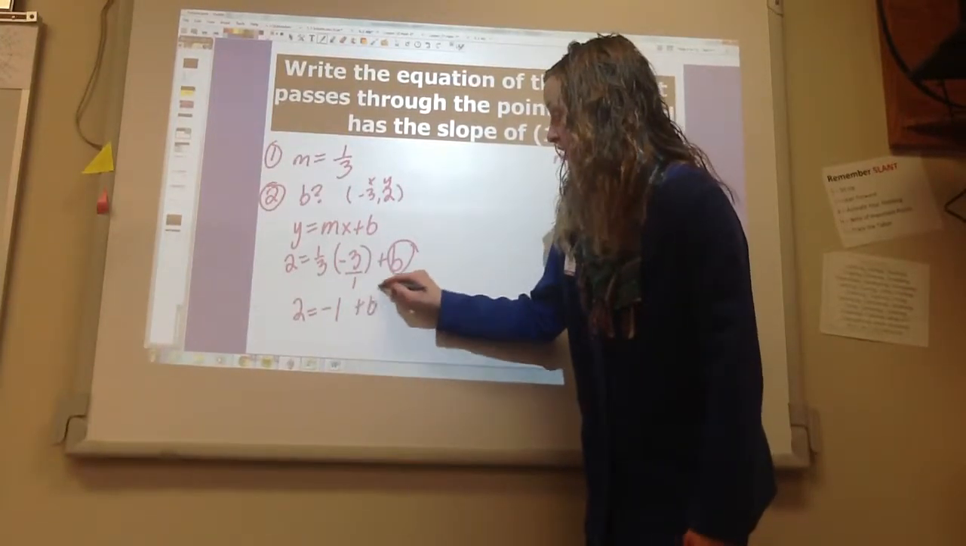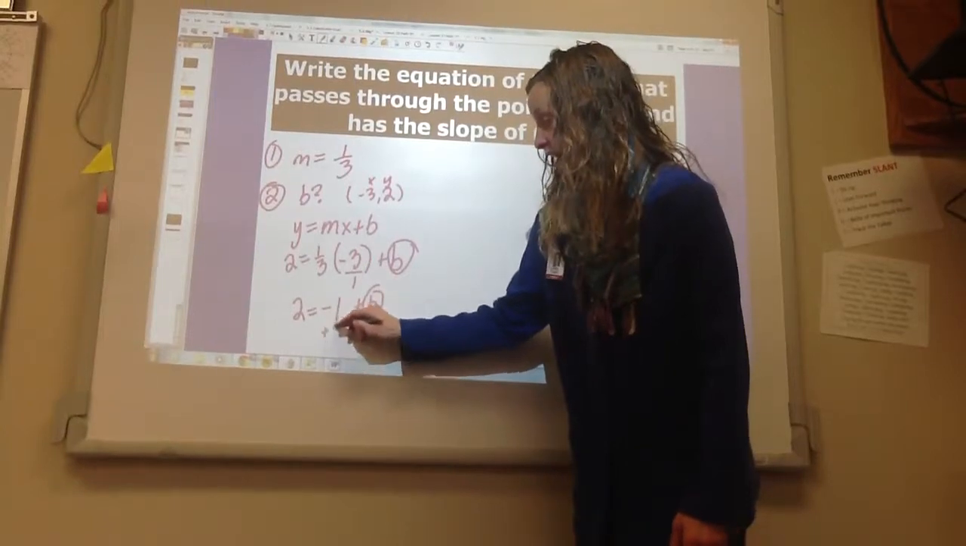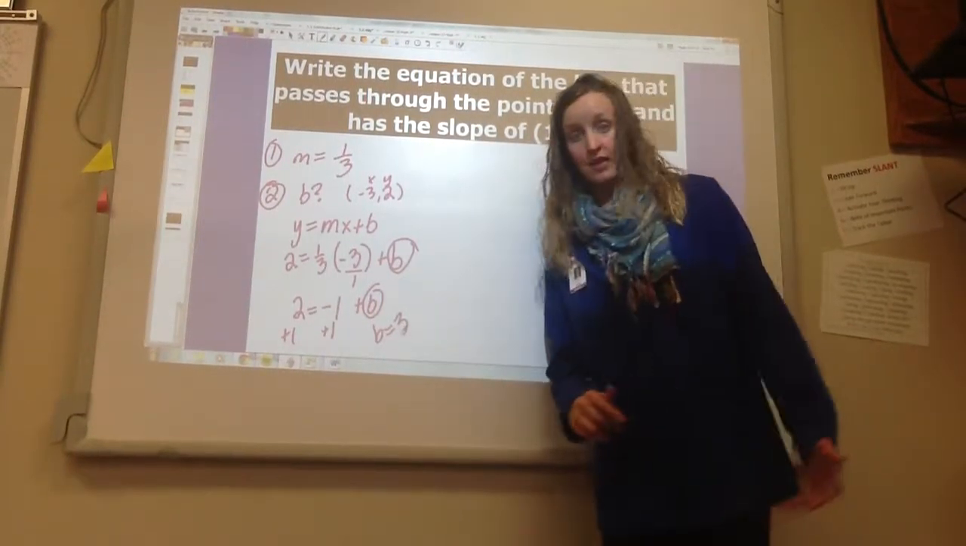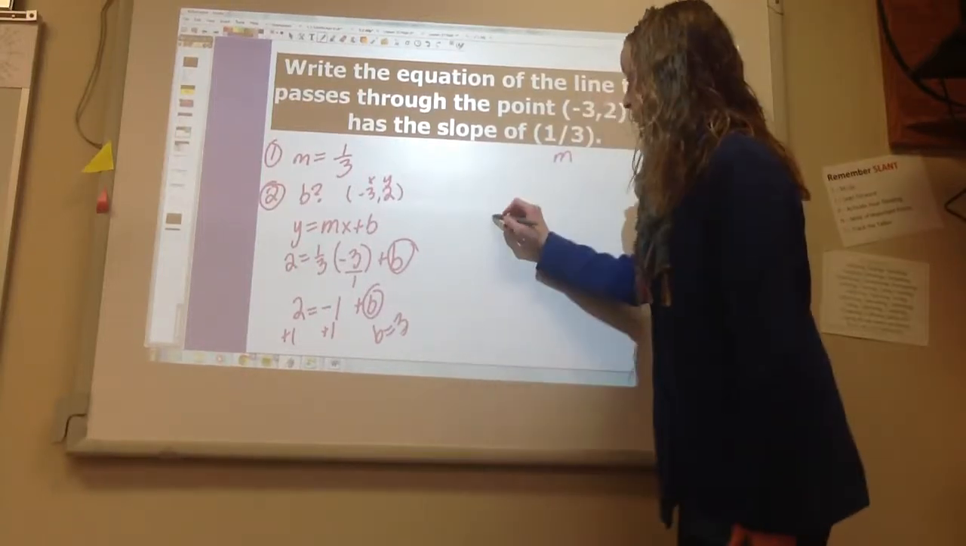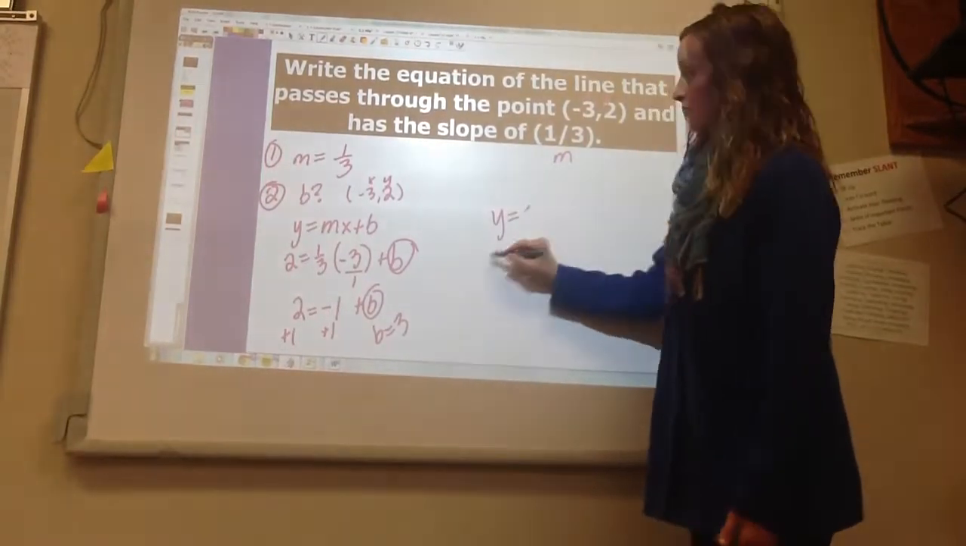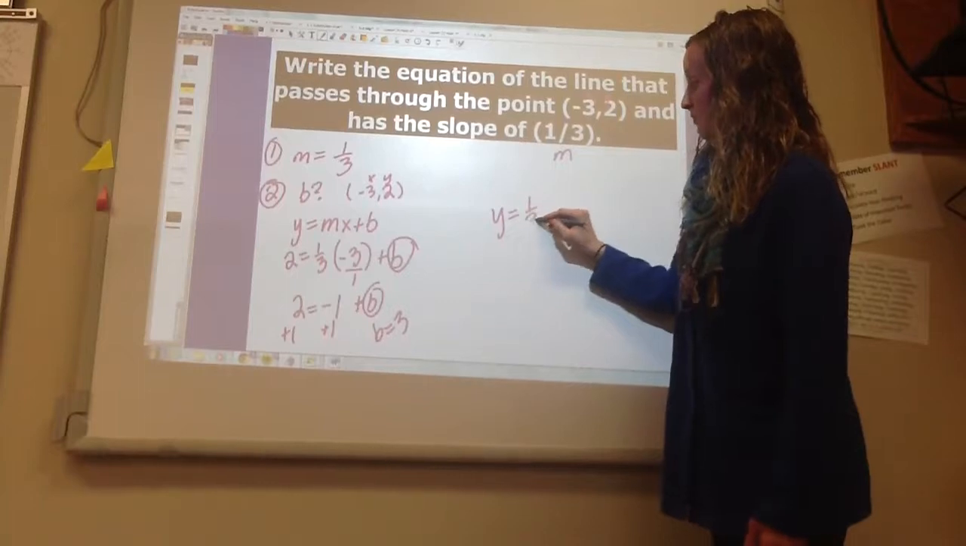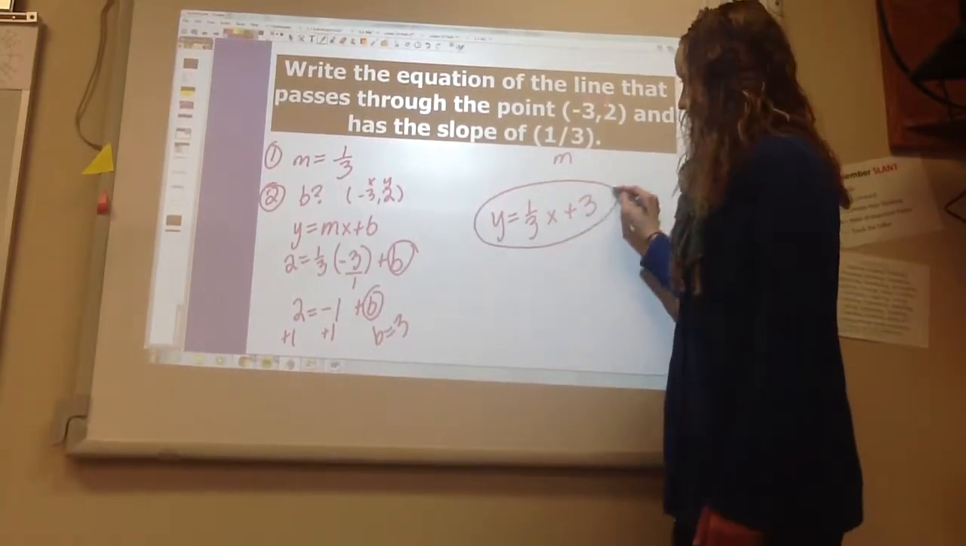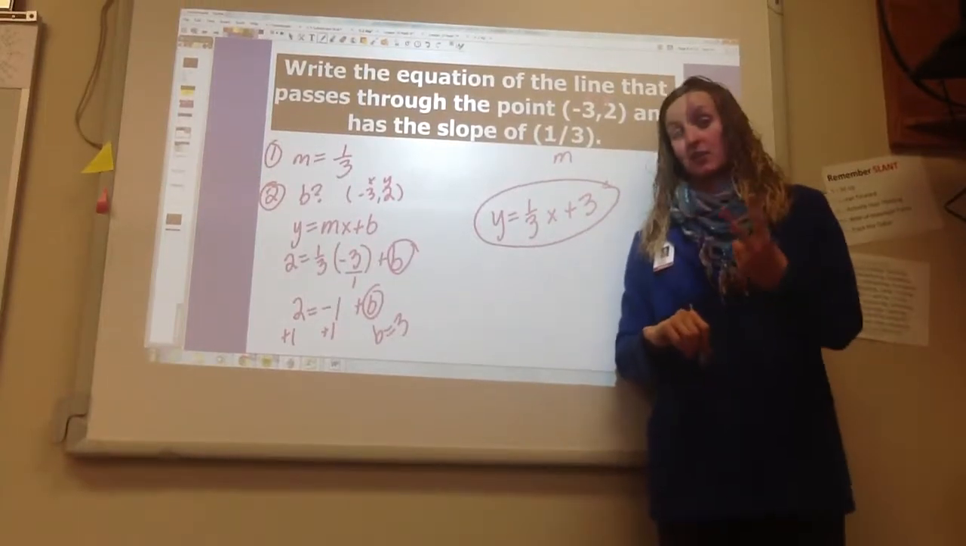-1 plus b. Well, how do we get b all by itself? Add 1 to both sides, and you get your y-intercept equals 3. Well, that's pretty cool because then your last step is to rewrite it in slope-intercept form. So you have 1/3 x plus 3. Second equation. Done.